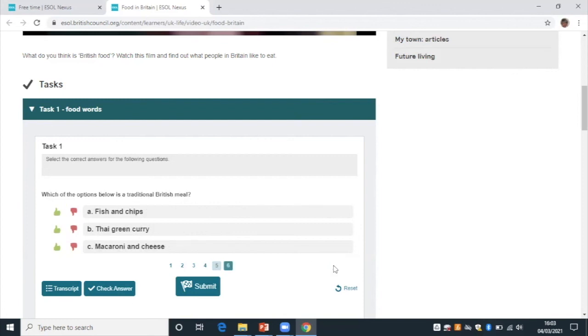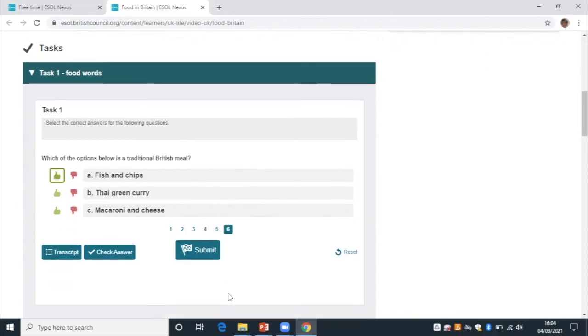Okay. Which of the options below is a traditional British meal? So a meal that you'd expect to find in Britain. Fish and chips, Thai green curry, or macaroni and cheese? Hopefully you pick fish and chips, one of my favourites.